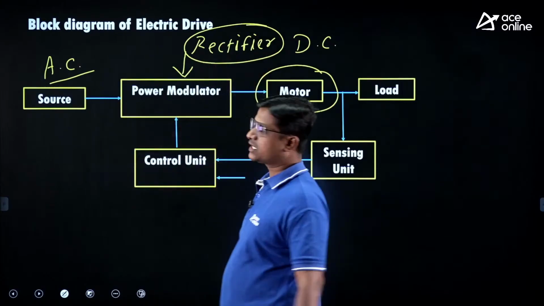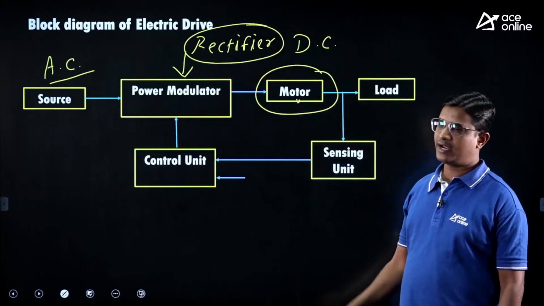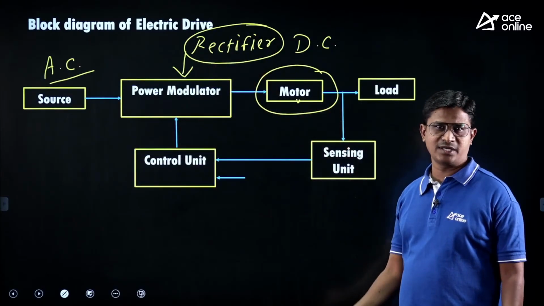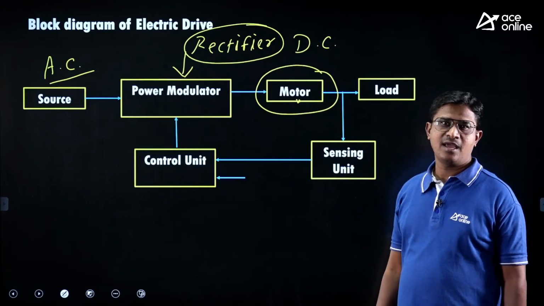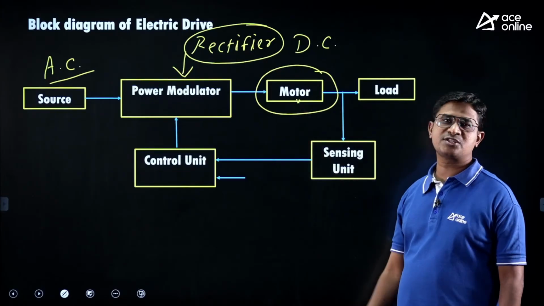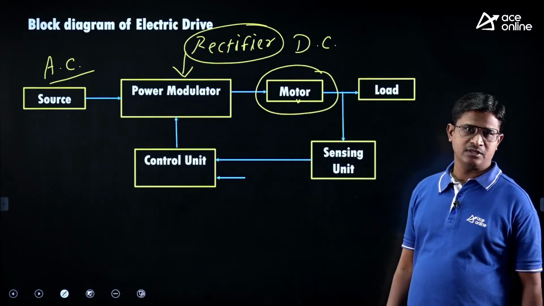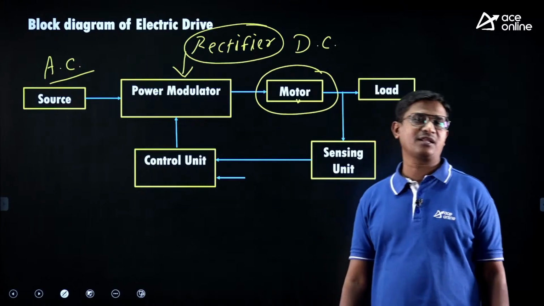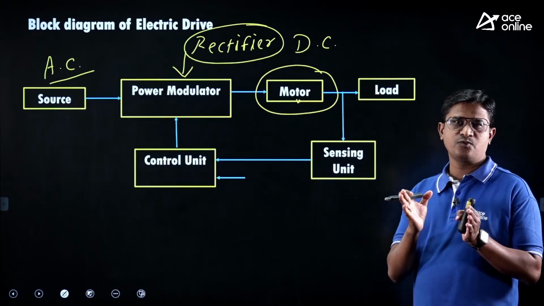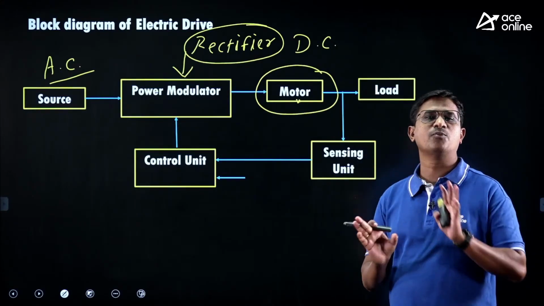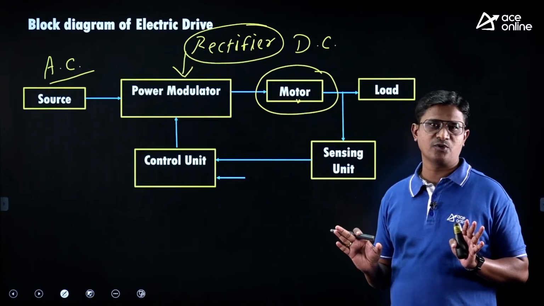So my rectifier will convert AC to DC, and now that DC I can feed to the DC motor directly, right? As I said, we are interested in controlling the speed of the motor. How to vary the speed of electric motor? In order to vary the speed of electric motor, simply we need to vary the input to the motor, right?